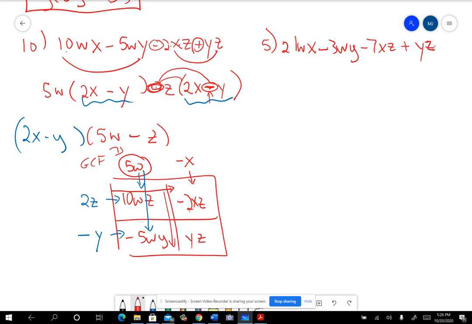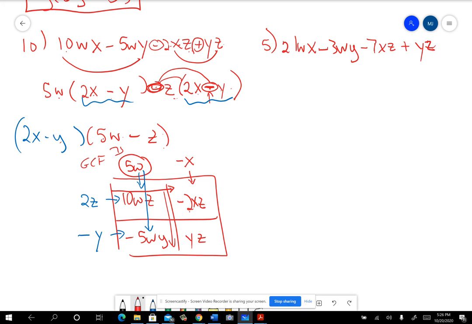Something's not right. I didn't do something correctly on one part of this somewhere, and I've got to get straight what I did incorrectly. So let me just double check myself real quick, because these should match. So let me go back. Here I pulled out the 5W and I got a 2X minus a Y. So that's correct. Here there was a Z common. Okay, so I had a 2X, that's right, minus a Y. So that's right. Then I pulled out the 2X minus Y and the 5W minus Z.